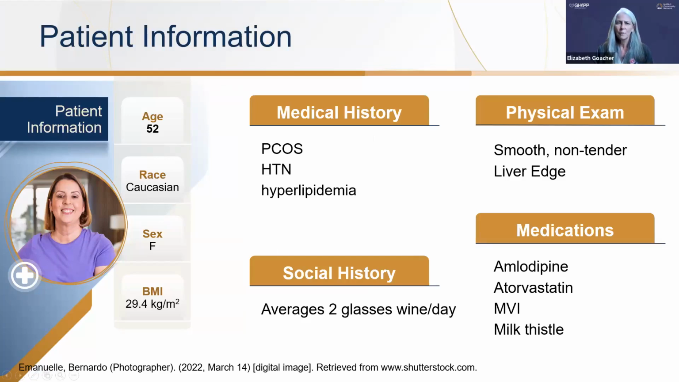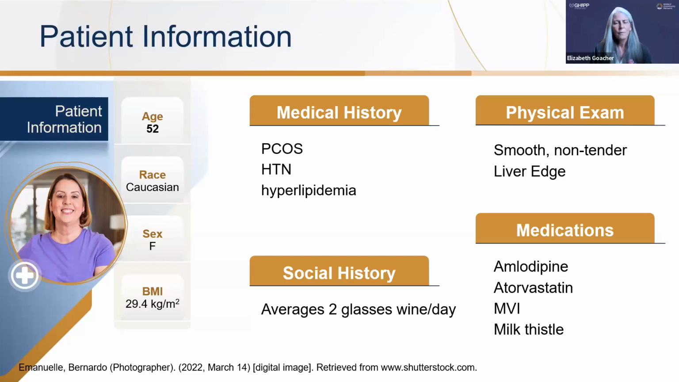When we think about the information that's important for her, one of the things we think about, of course, is the age, because the closer you are to 60, the greater your risk for liver disease development, just in general. We look at her medical history for metabolic dysregulation. We think about her PCOS. She has hypertension and hyperlipidemia, specifically elevated triglycerides. We look at her physical exam and she looks quite well. She has a smooth, non-tender abdomen with a palpable liver edge.